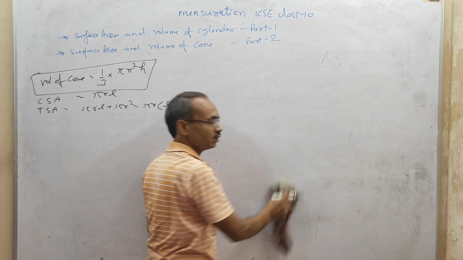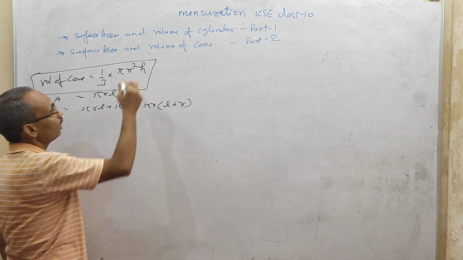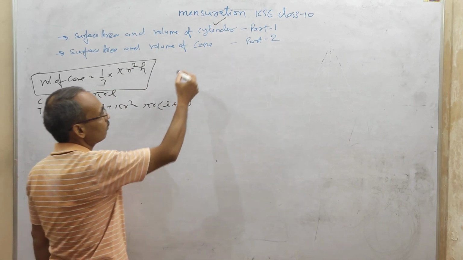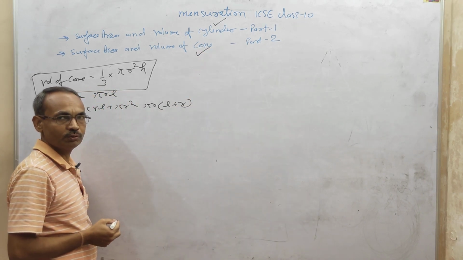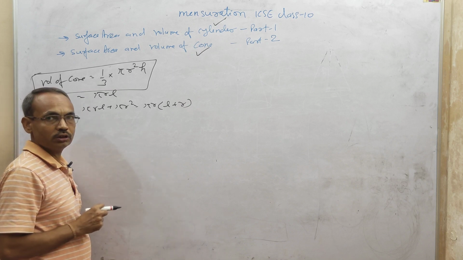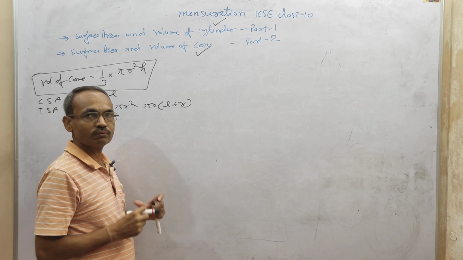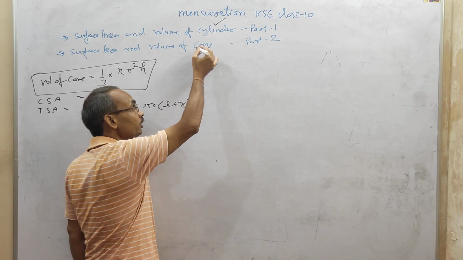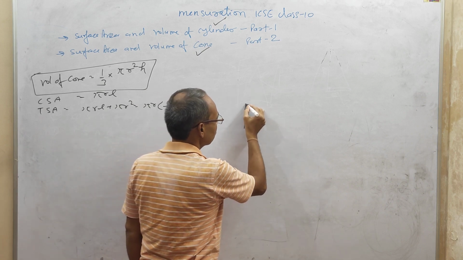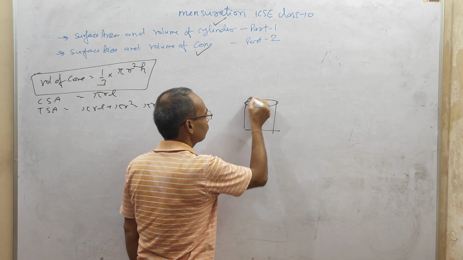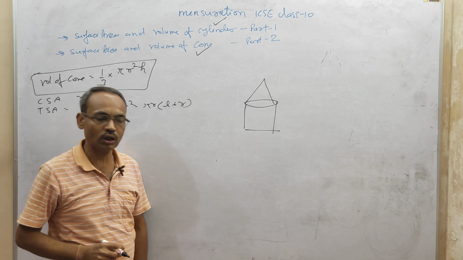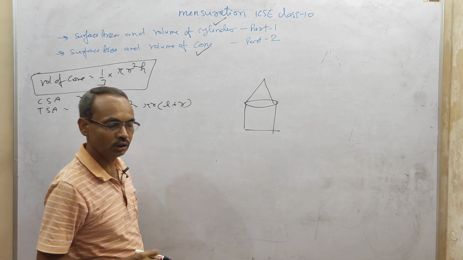In your ICSE class 10 syllabus, the volume and surface area of cylinder and the volume and surface area of cone are given, but frustum is not in your syllabus. The third point of this chapter is that a question will be asked with the combination of cylinder as well as cone. Like this is the cylinder and this is the cone, and what will be the volume. This type of question will also be asked in the ICSE class 10 board exam.